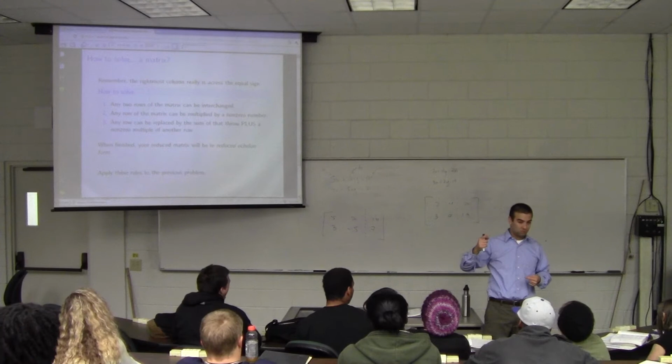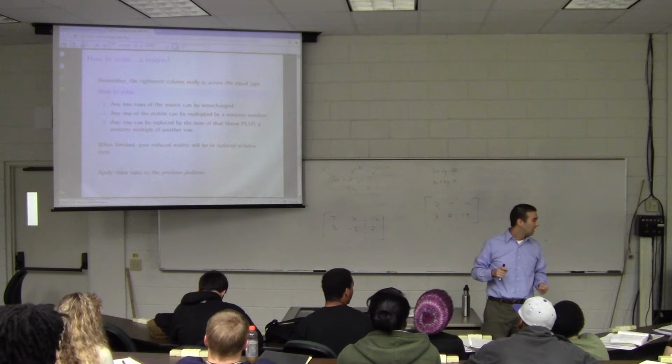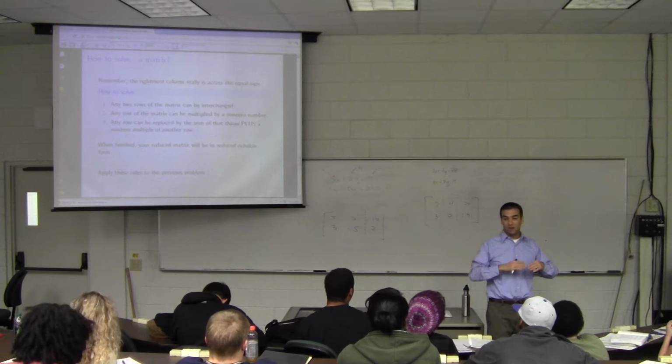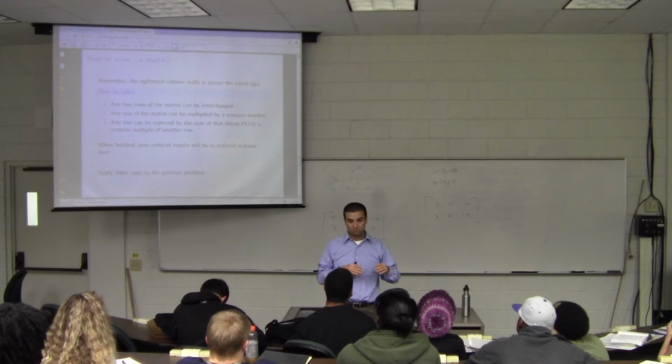Okay? Any row can be replaced by the original row plus a constant multiple of a different row. So I can replace a row, but it has to be replaced by an equivalent representation. Okay? Is that supposed to say row instead of row?